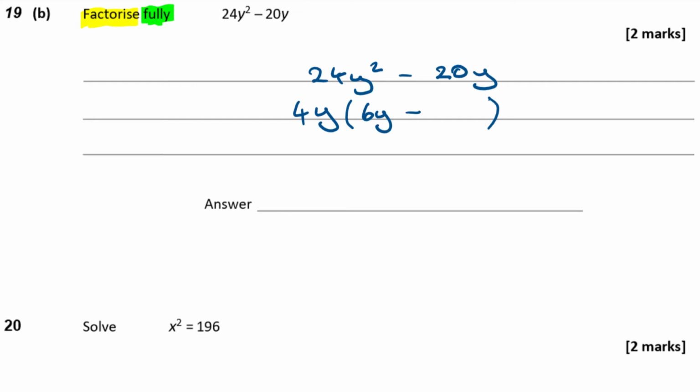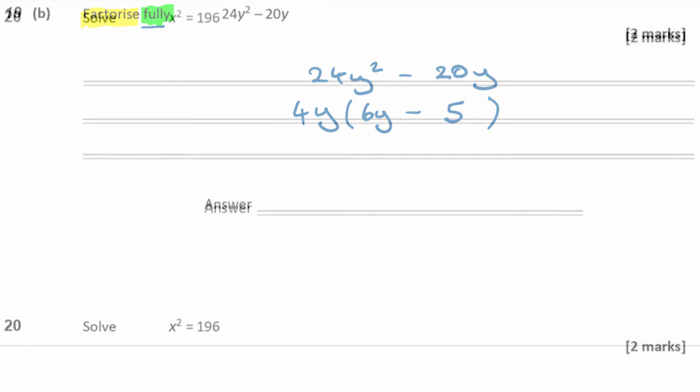And I've got a minus sign, and then I'm going to have a 20y on the end. So 4y times what gives me 20y? Well, 4 times 5 is 20, isn't it? So I think that's just going to be a 5 by itself. 4y times 5 is 20y. Okay, so that's my solution: 4y, open brackets, 6y minus 5. So just remember, if it says factorize fully, then you're looking for more than one factor. So I've got a factor of 4 and a factor of y that I've taken out of here.